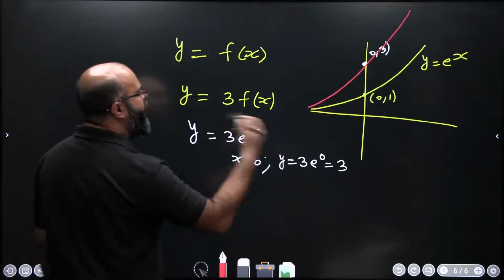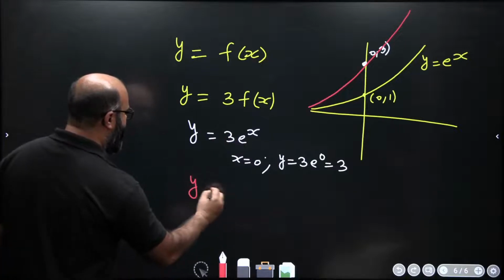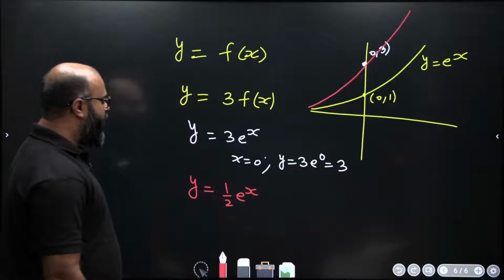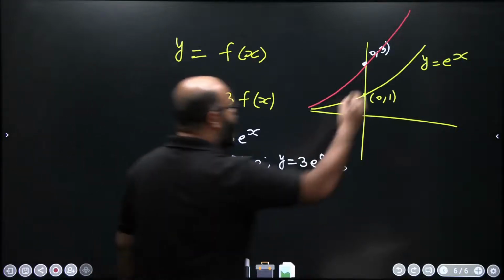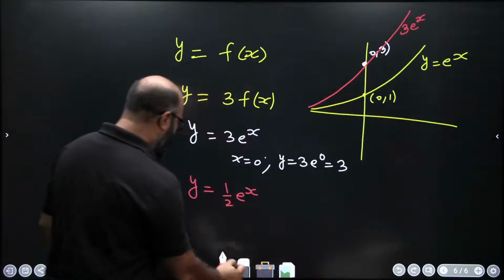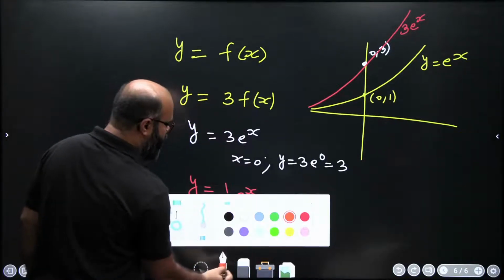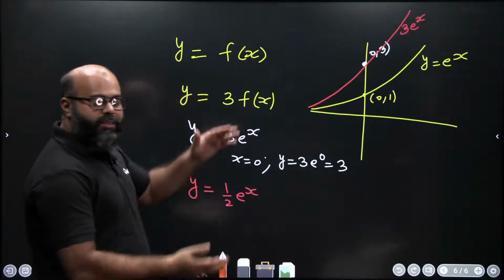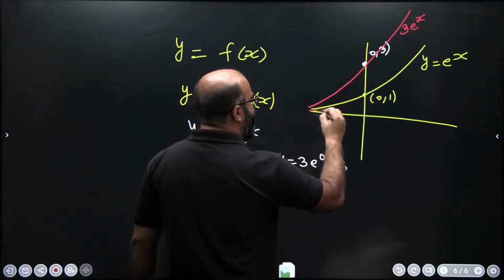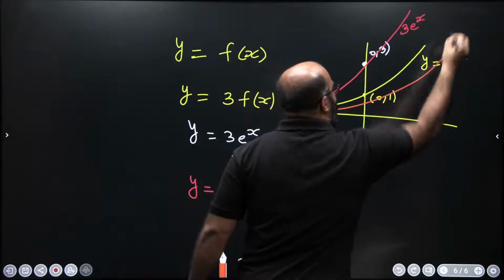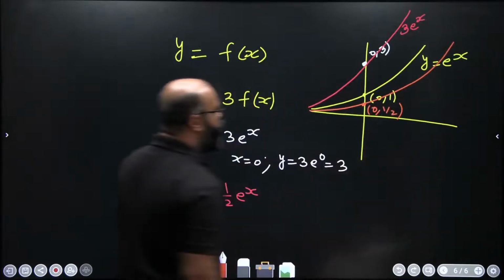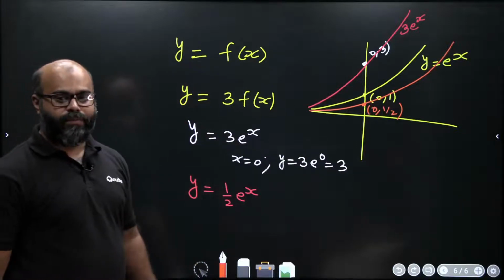Now if we divide by some value, suppose we take 1/2 e to the power x, and we try to understand what 1/2 e to the power x is. So this graph is 3 e to the power x. Now I am talking about 1/2 e to the power x. That means it will get compressed vertically. So it would be something like this. It is going this way. So this is the point (0, 1/2). So this is how we can understand it.